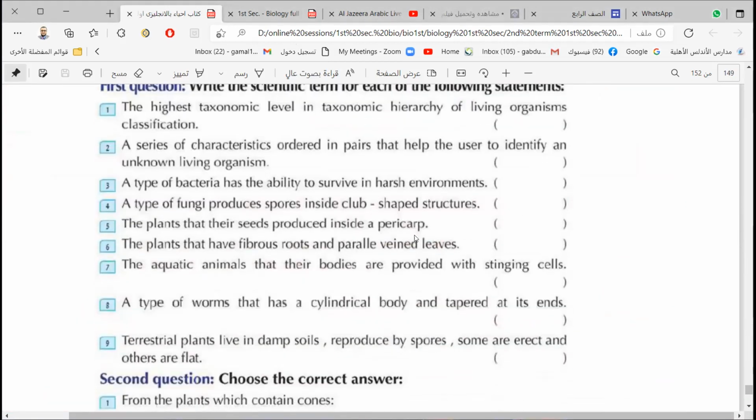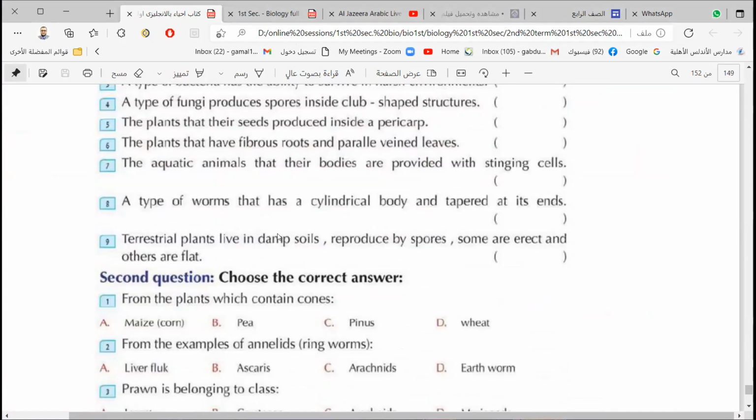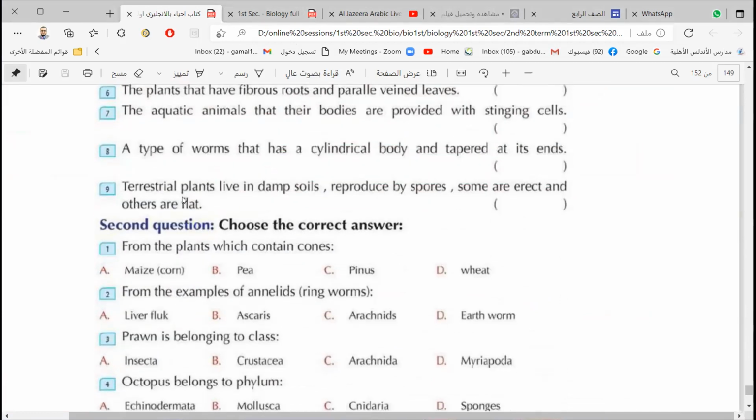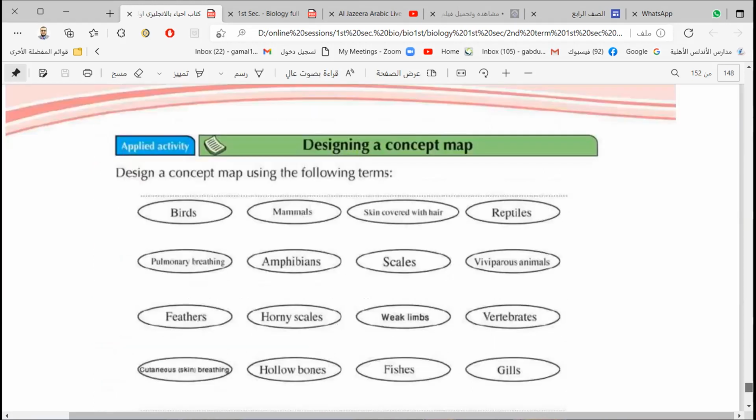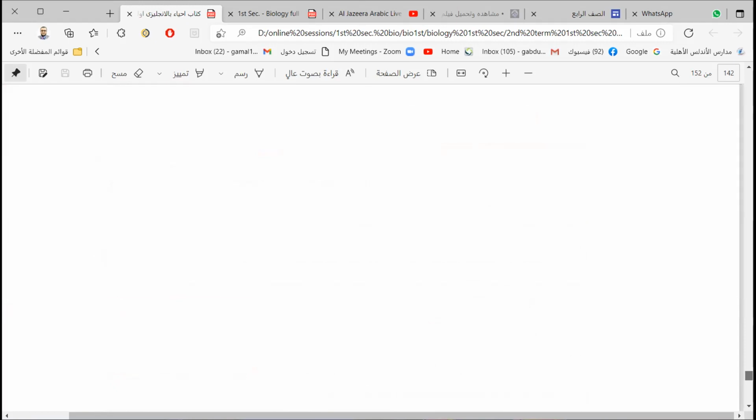Go back to the exercise. Salma, number 9. Terrestrial plants live in damp soil, reproduced by spores. Some are erect and some others are flat. What is the name of these terrestrial plants? Live in damp soils, reproduced by spores. You remember? Ujair and Adiantum. Do you remember?